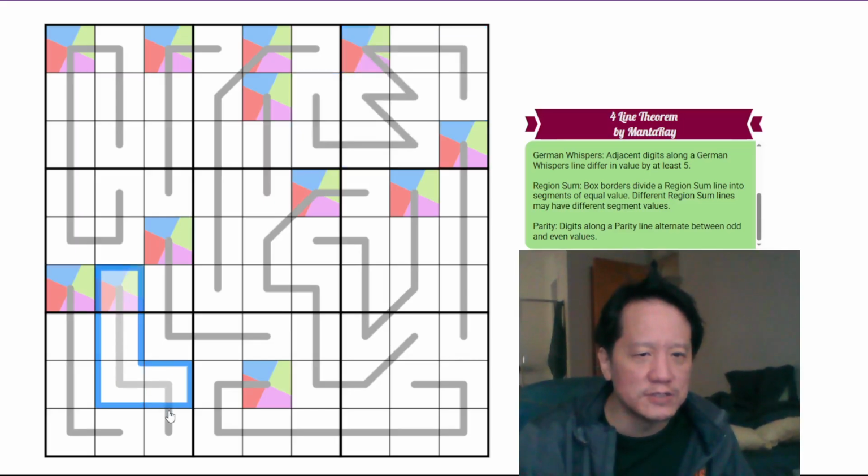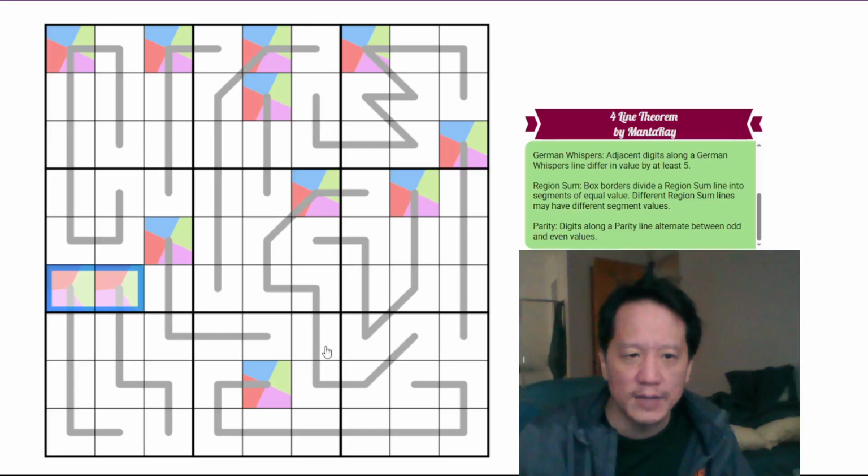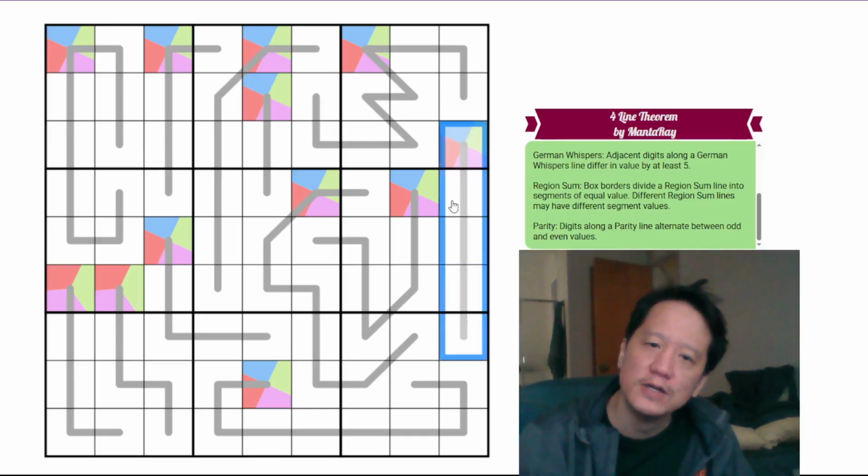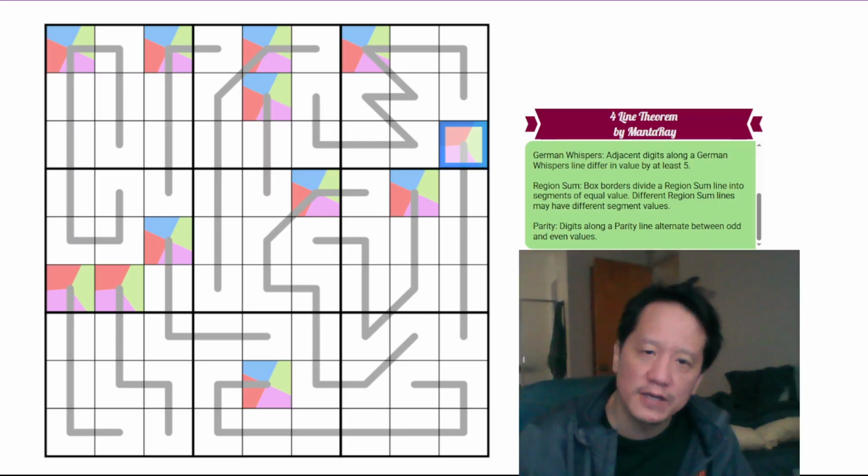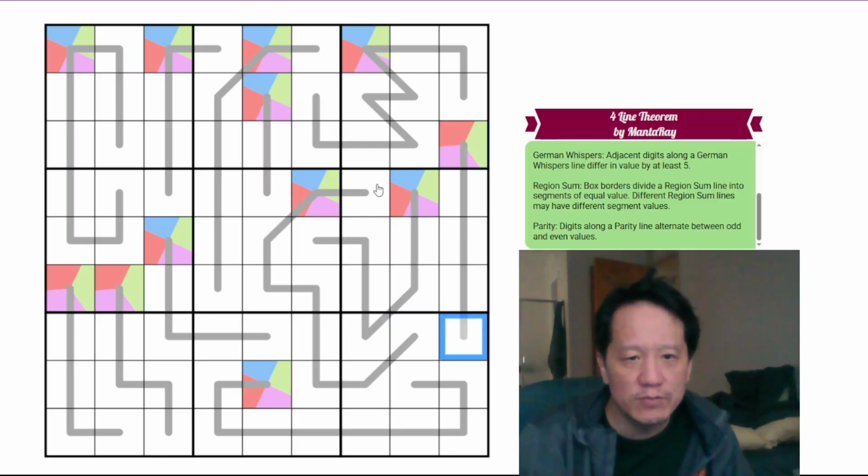Okay, Region Sum. Neither of these can be Region Sum lines, because if these were Region Sum lines, you would have 4 unique digits adding up to a single digit. So this cannot be a Region Sum line here. Do we have any other ones like that? This cannot be a Region Sum line because these would have to be the same sum, and so that can't work. This can't be Region Sum because one digit cannot equal the sum of 4 unique digits.